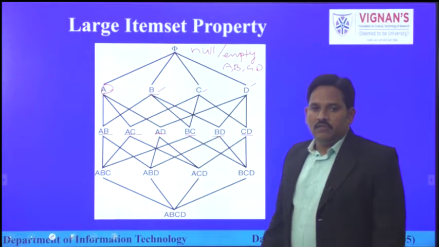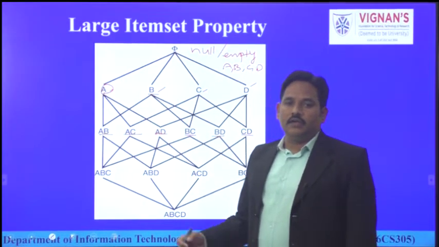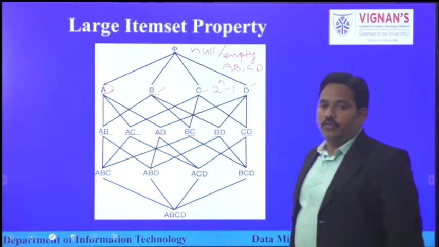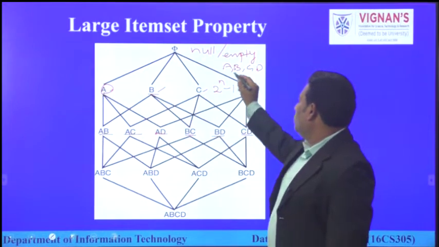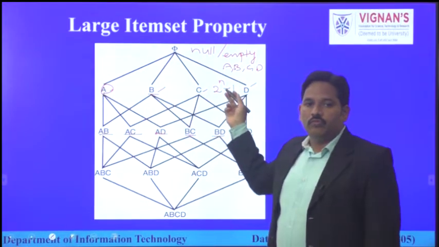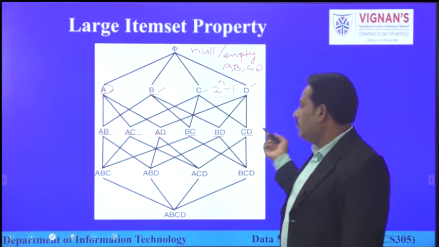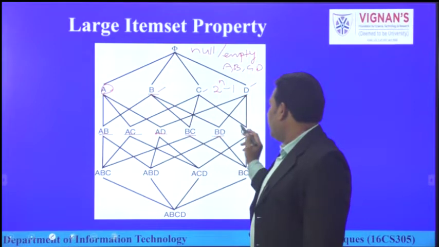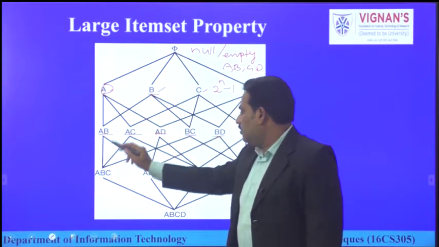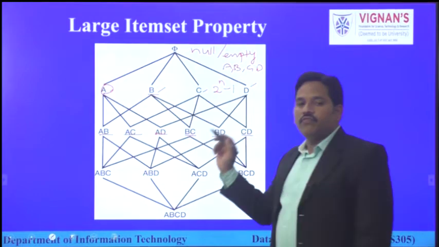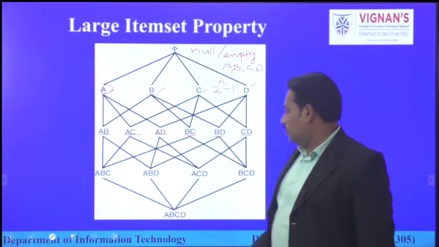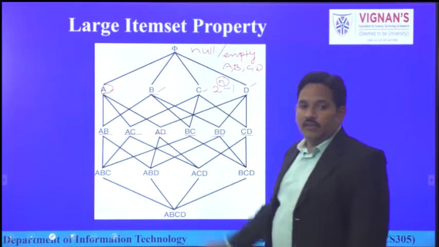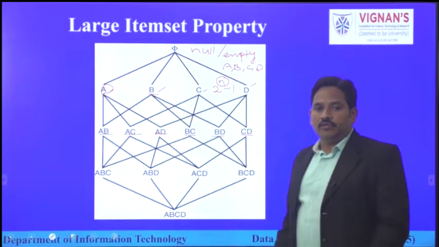Generally, when we have n elements, we get 2 to the power of n minus 1 item sets. Here we have 4 items, so we have 2 power 4 minus 1, that is 16 minus 1, so we will have 15 item sets: 1, 2, 3, 4, 5, 6, 7, 8, 9, 10, 11, 12, 13, 14 and 15. The remaining one is the null item. So the formula is 2 to the power of n minus 1, where n is the number of elements participating in the construction of item sets.